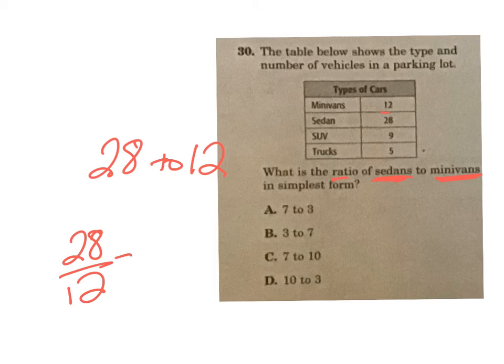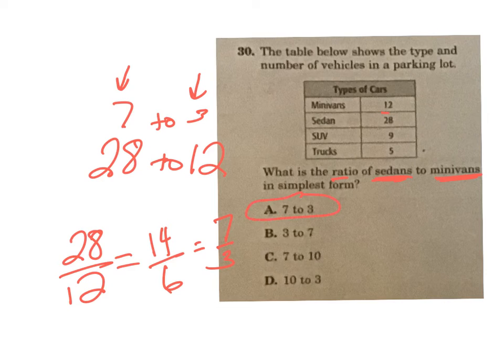28 to 12. Now, can I reduce that? They're both even, so I can divide by 2. That gets me 14 to 6. And I can divide those in half again, and that gets me 7 to 3. So for every 7 sedans, there are 3 minivans, which is A. Okay? You need to be able to set up a ratio and then be able to simplify it.